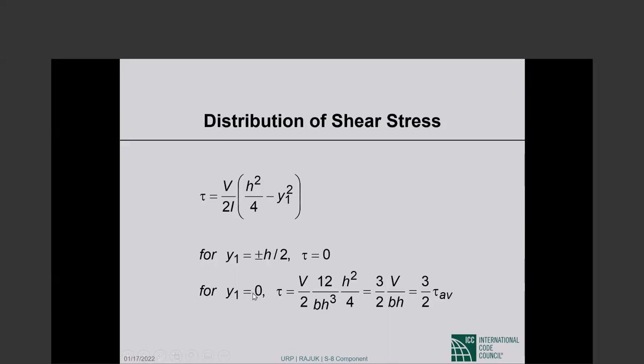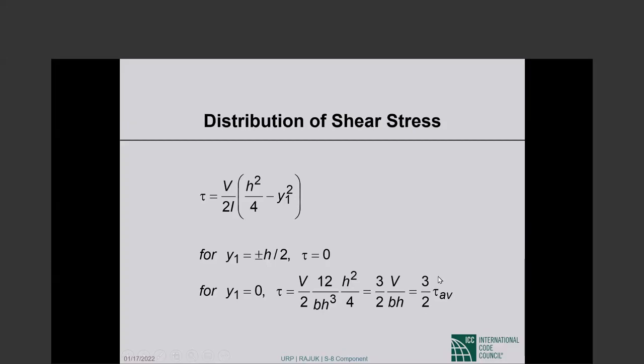At the neutral axis, where y1 is equal to 0, tau is given by this expression, and it comes out to, so tau at the neutral axis is b over 2, I is bh cubed by 12, and h squared by 4, y1 is 0. Are you with me? So b over 2 remains, I is bh cubed by 12, we have written it out, h squared by 4, y1 is 0. So at the neutral axis, tau is 3 over 2, 12 over 8 is 3 over 2, times V over bh. V over bh is the average shear stress over the entire section. So the maximum shear at the neutral axis is 1.5 times the average shear.